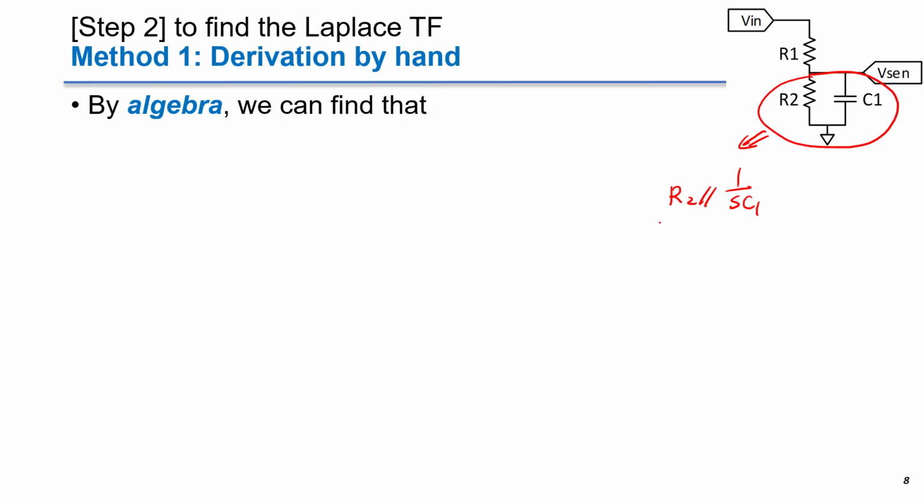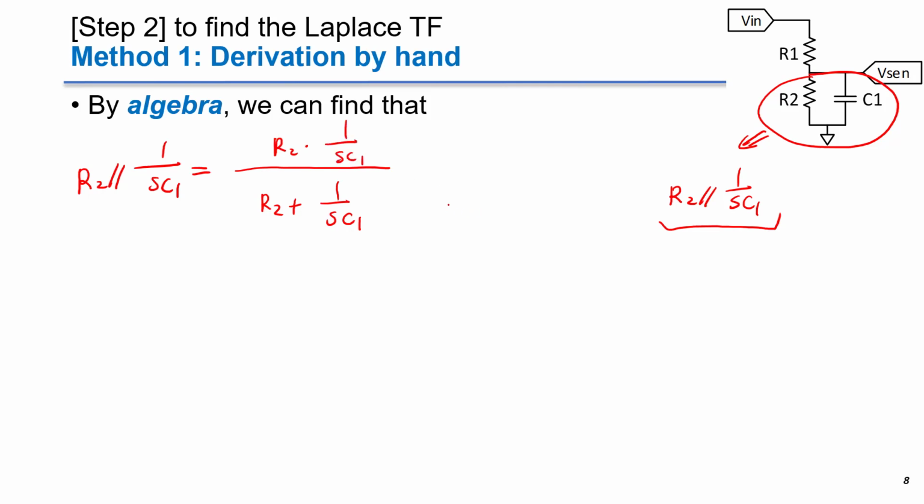And this is a very important network. So we do some algebra here. The denominator is simply R2 plus 1 over SC1. The numerator is R2 times 1 over SC1. And by algebra, we can see this becomes R2 over 1 plus S times R2 times C1, because we multiply by SC1 on both top and bottom.